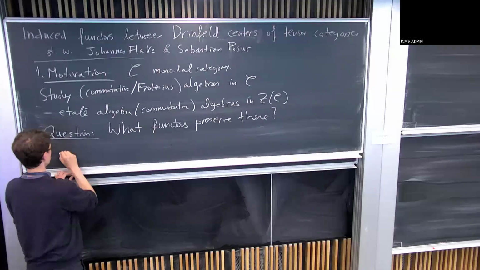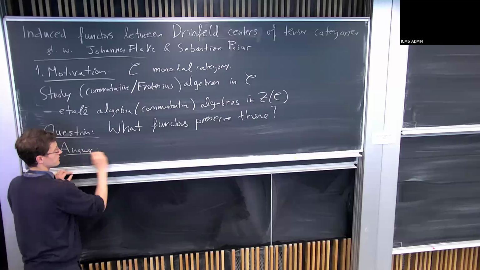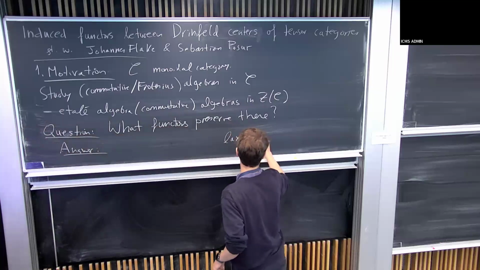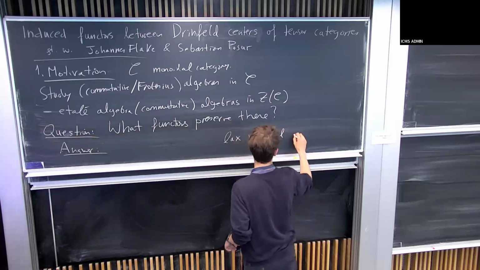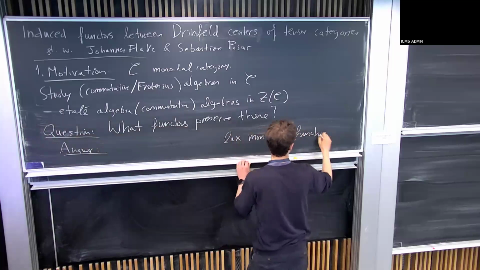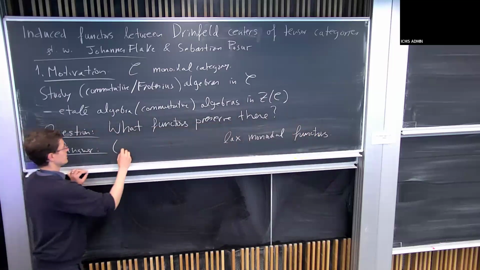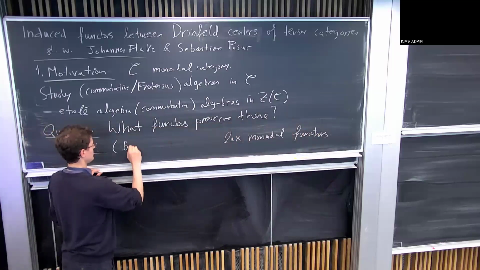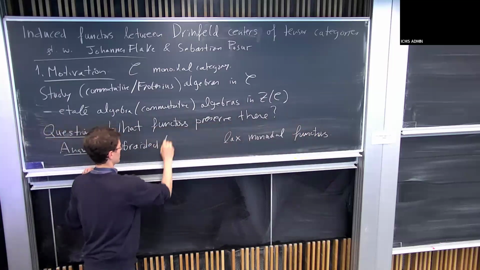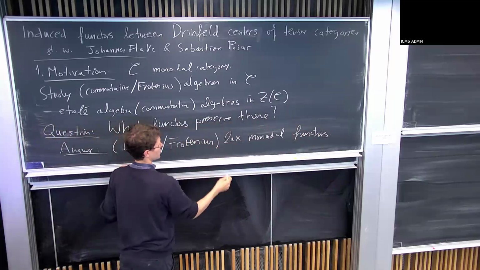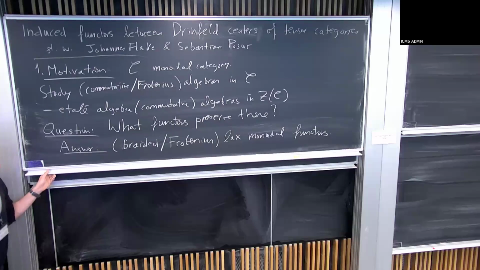If you just want to preserve algebras, it's enough to have lax monoidal functors. But if you also want to preserve Frobenius algebras, or commutative algebra objects, then one class that preserves them is braided Frobenius monoidal functors. And this talk is about building such functors.